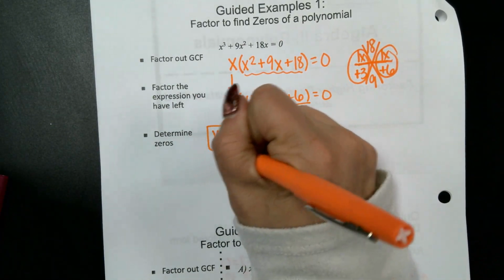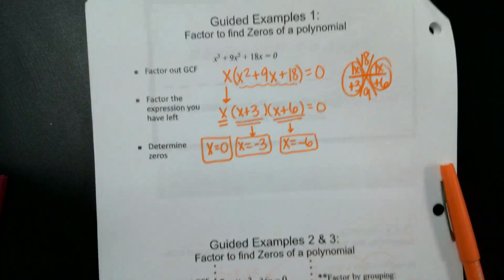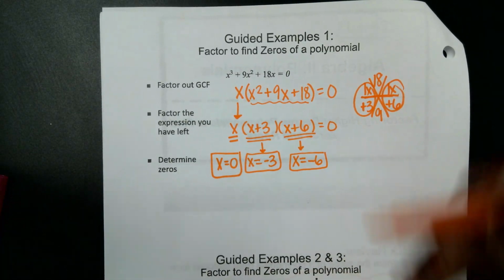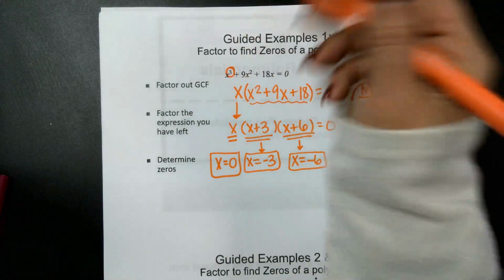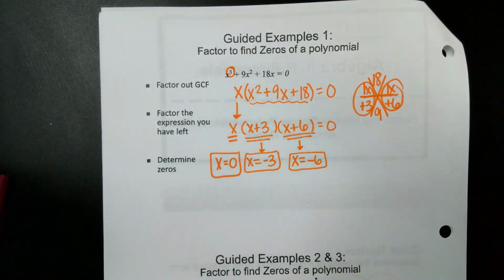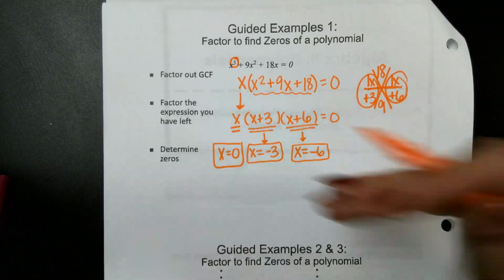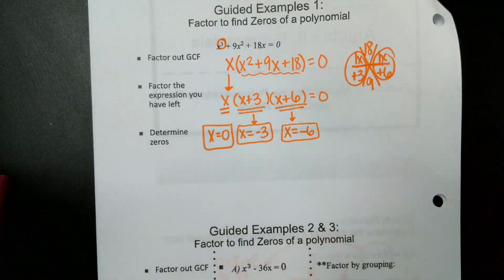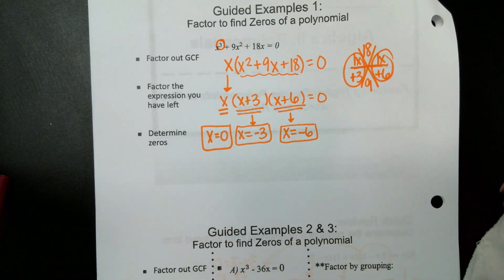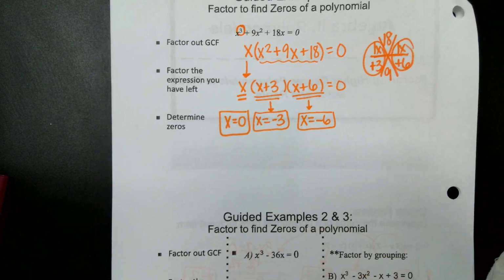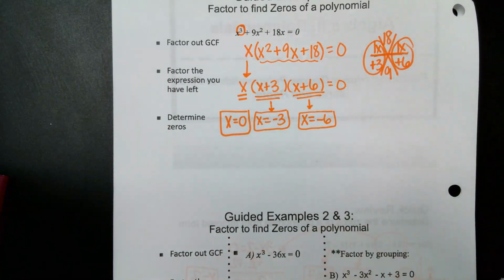Yep. Okay, so if you look back at the original problem, the highest exponent was a 3, which means there are 3 possible solutions, and we just got 3 solutions to our problem. So that makes it. That's all we're doing. Yep. So it's just factoring. It's factoring out the GCF and then using the asterisk.